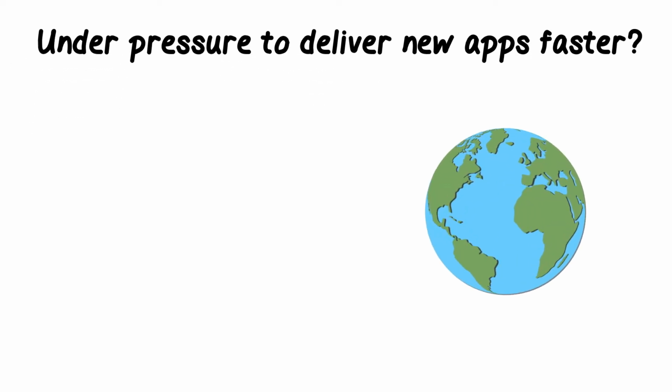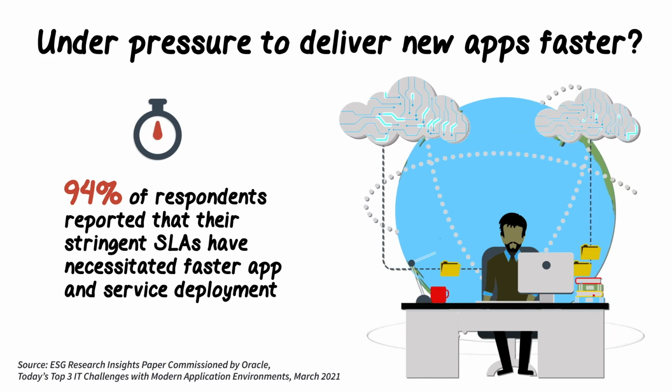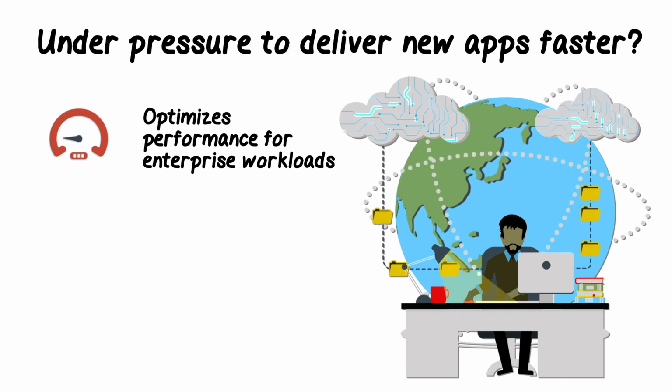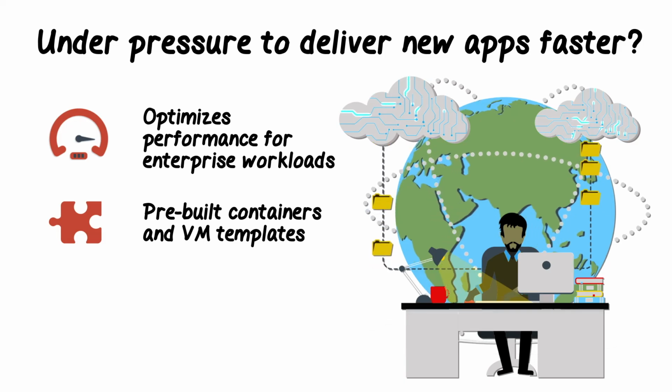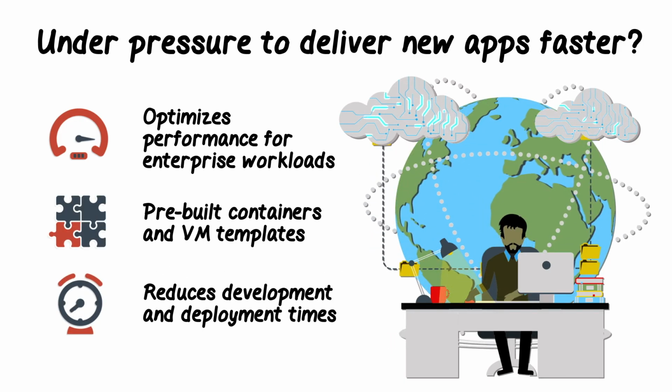Under pressure to deliver new apps faster? ESG finds 94% of organizations are. Oracle Linux optimizes performance for enterprise workloads like Oracle Database and apps, and pre-built approved containers and VM templates can significantly reduce development and deployment times.